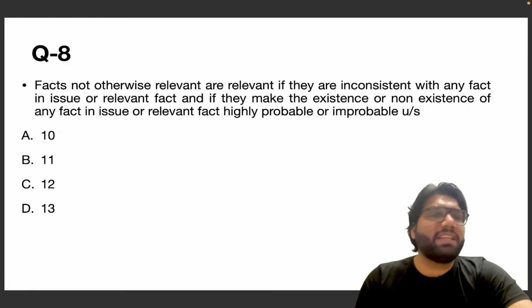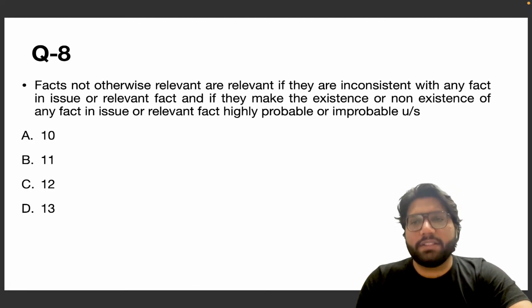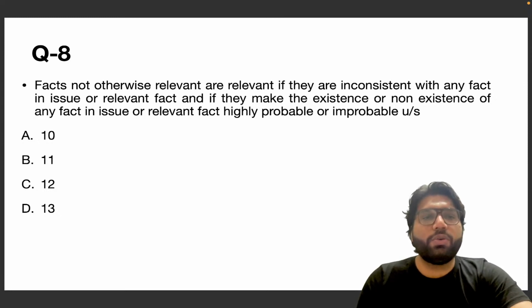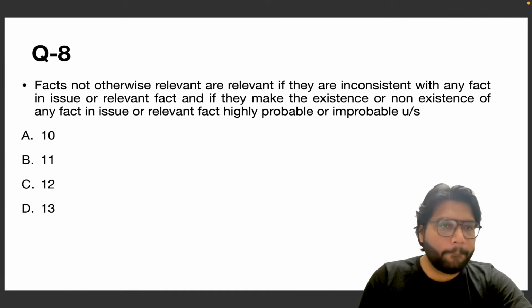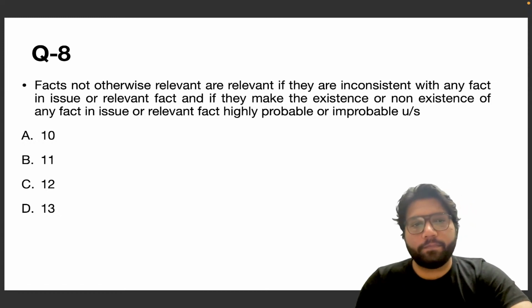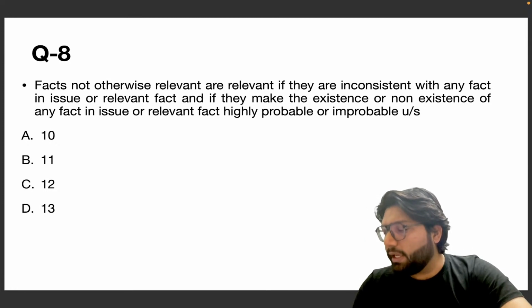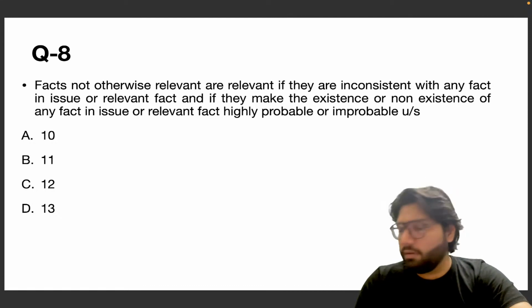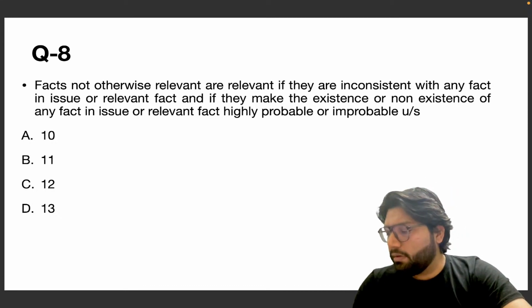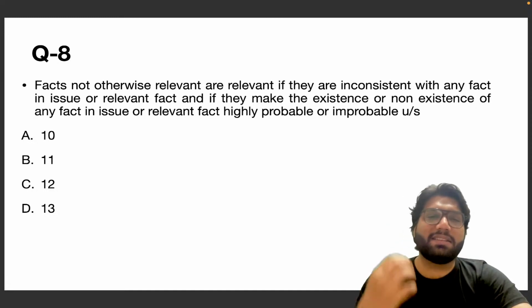Facts not otherwise relevant are relevant if they are inconsistent with any fact in issue or relevant fact, and if they make the existence or non-existence of any fact in issue or relevant fact highly probable or improbable. Under which section? First one to answer correctly, Amit, followed by Sapna and Mosmi. And yes, students, the answer is correct. This is section number 11.